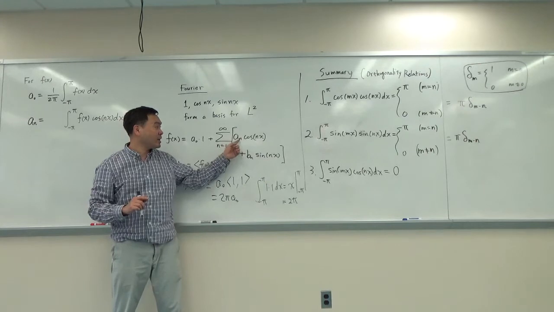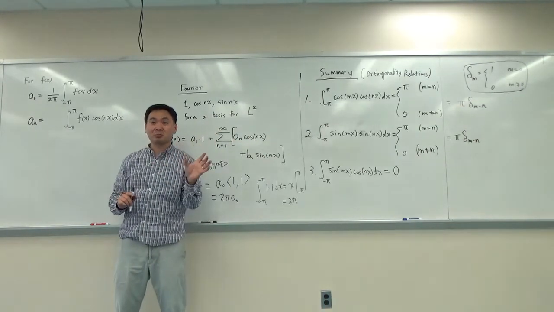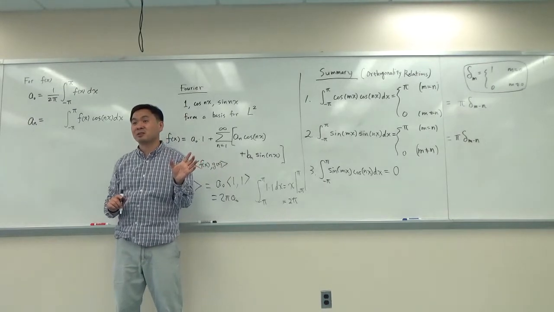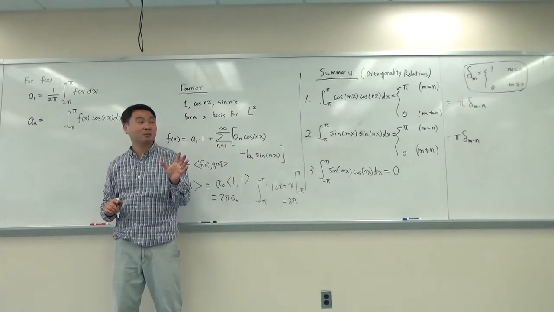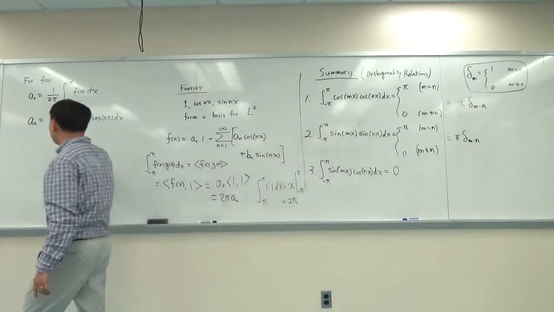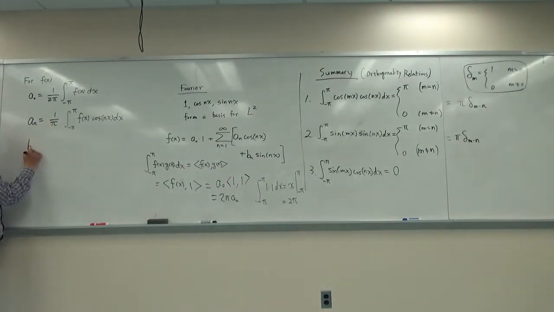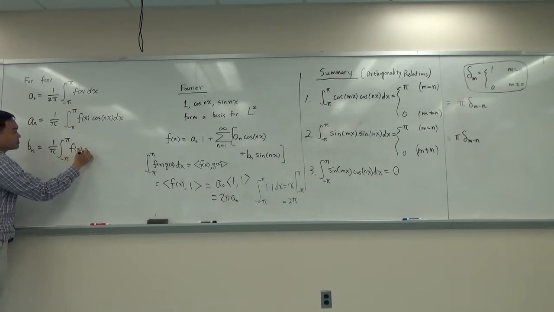So you end up with a_n times cosine nx inner product cosine nx. But what is cosine nx inner product cosine nx? It's just pi. This is pi, right? So you have to divide by pi. Okay, what's b_n? 1 over pi, integral from negative pi to pi, f(x) sine nx dx.